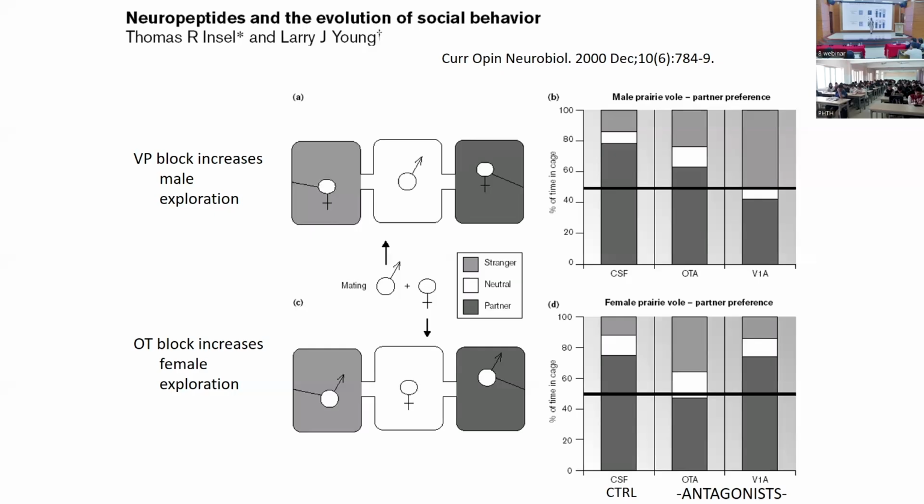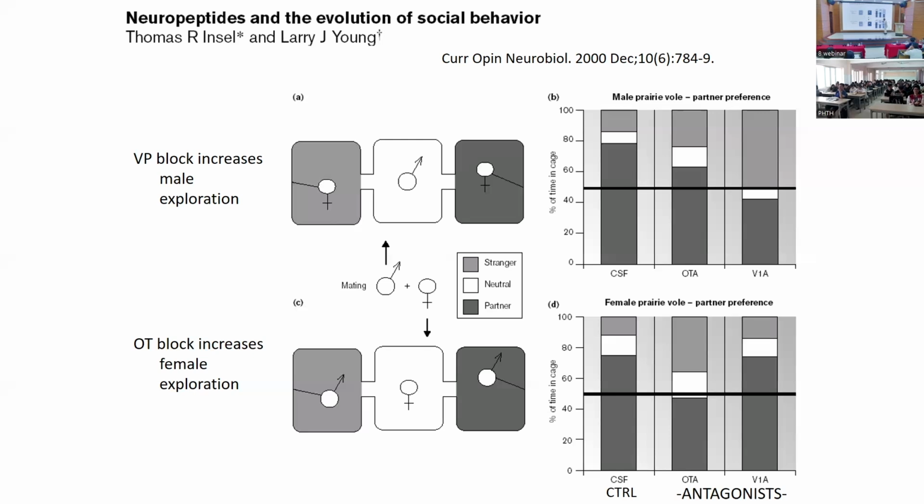However, if you block the oxytocin receptor, the situation changes dramatically again. So she will stay a lot of time with the plumber and a little time with the husband.